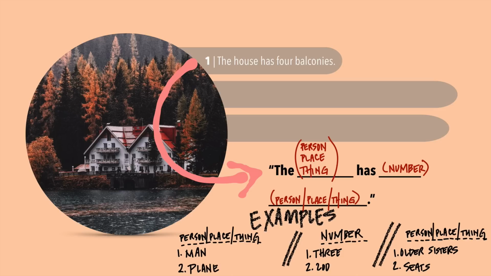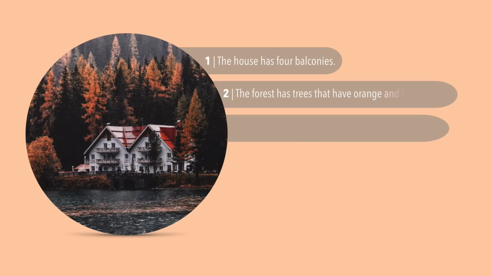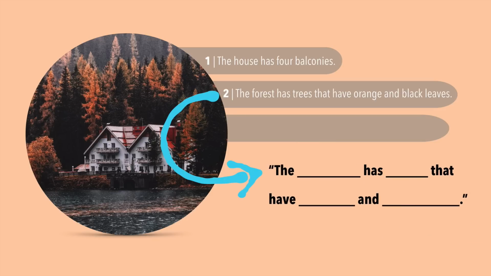So let's do both of these sentences following this pattern. So number 1 becomes, the man has 3 older sisters. Perfect sentence. Next, the plane has 200 seats. Again, perfect sentence following the pattern. Now the next one is, the forest has trees that have orange and black leaves.